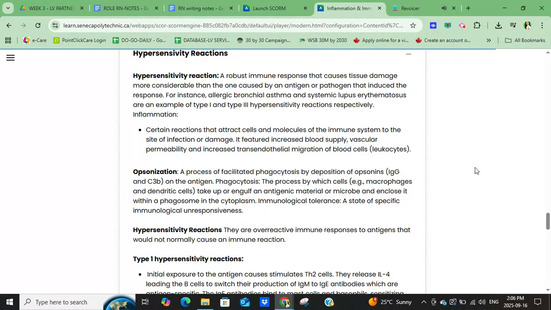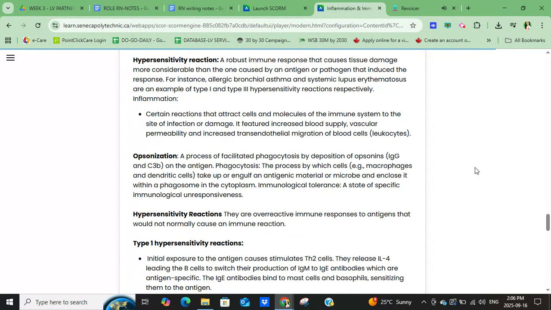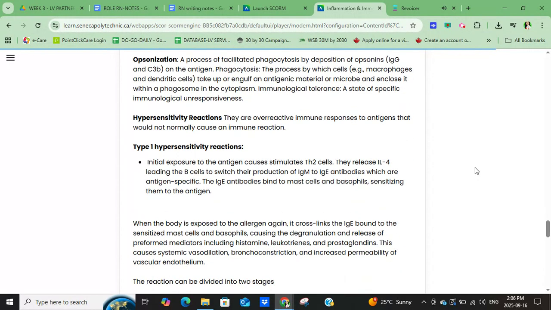Opsonization, a process of facilitated phagocytosis by deposition of opsonins, IgG and C3b, on the antigen. Phagocytosis, the process by which cells, e.g. macrophages and dendritic cells, take up or engulf an antigenic material or microbe and enclose it within a phagosome in the cytoplasm. Immunological tolerance, a state of specific immunological unresponsiveness.